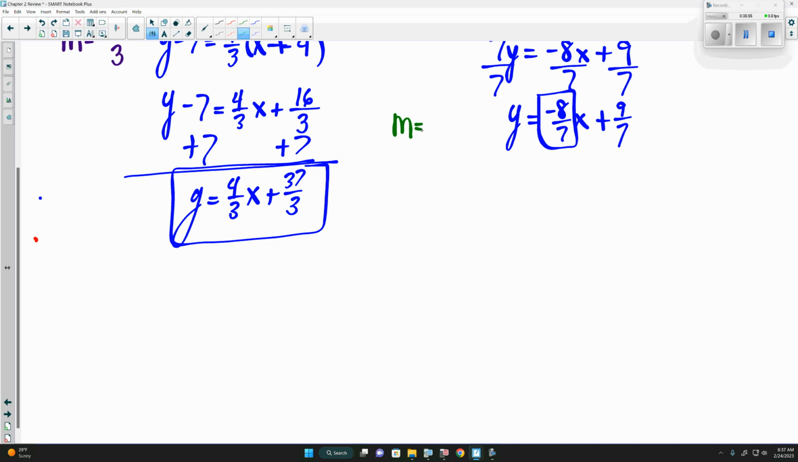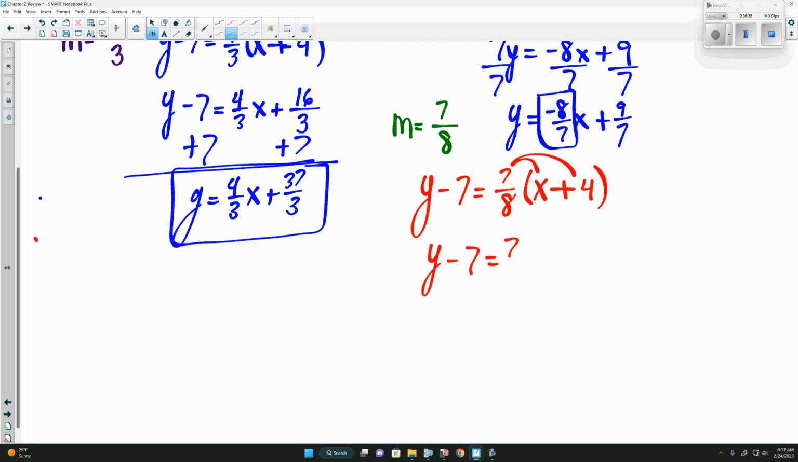Since it's perpendicular, it's the opposite reciprocal. So we change the sign and flip it. Since the slope was negative, our new slope is positive. And since it was 8/7, it's now 7/8. Now our point that it's going through hasn't changed, so we'll still have y minus 7 is equal to 7/8 times x minus negative 4. And again, the negative and negative will make a plus.